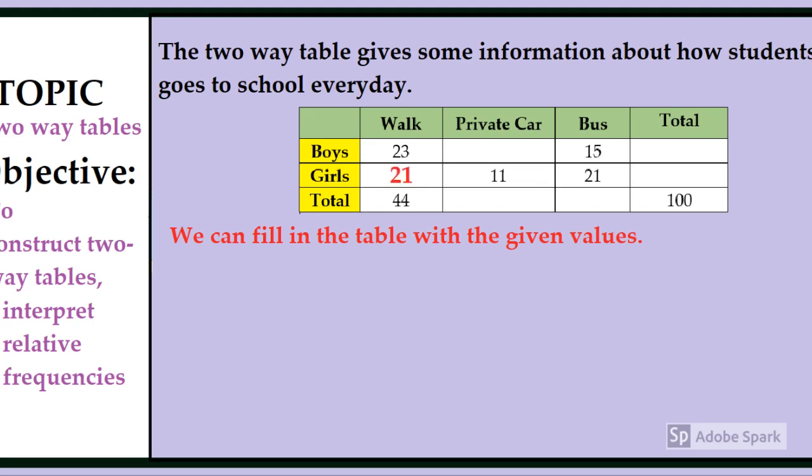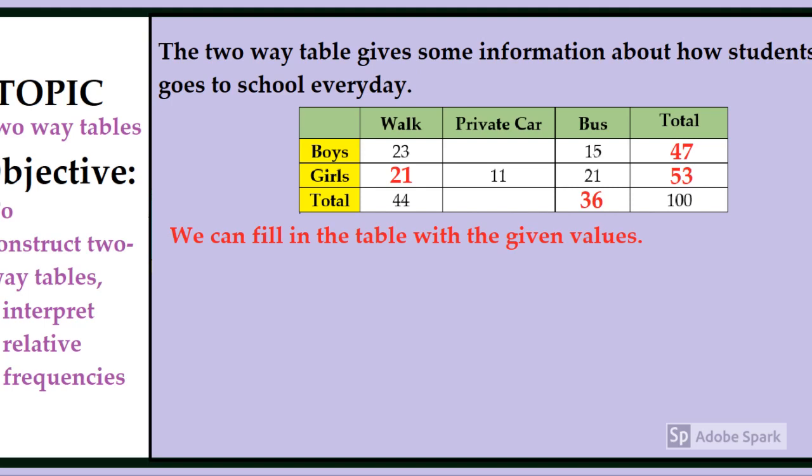If the total number of the students who are walking is 44, therefore, 21 of them are girls, since 23 of the boys are already walking. We can find out right away the total number of the students who are taking the bus. 15 plus 21 is 36. Now let us get the total number of the girls. 21 plus 11 plus 21 will give us 53.